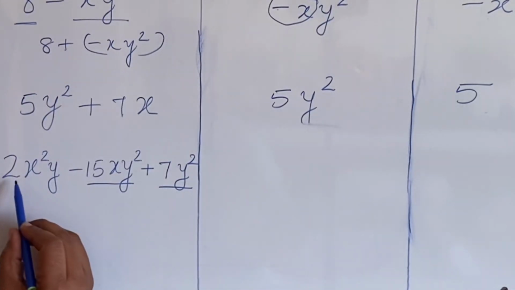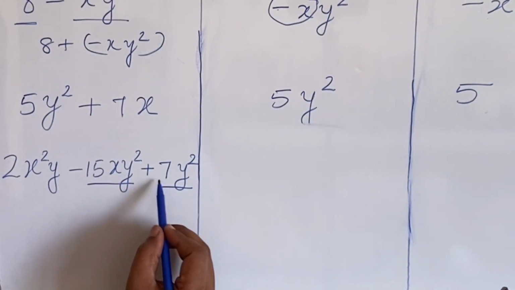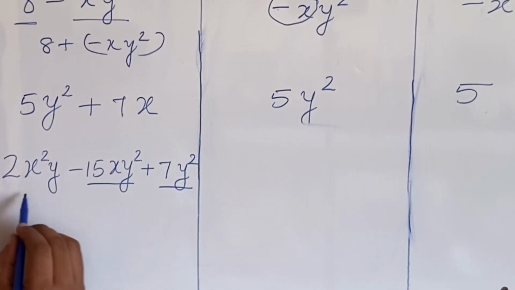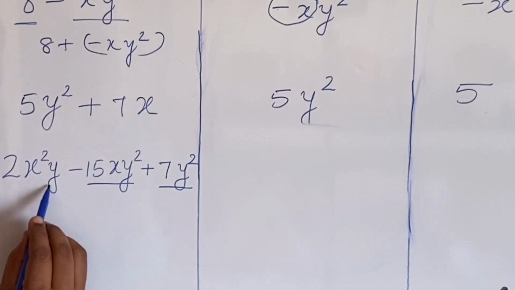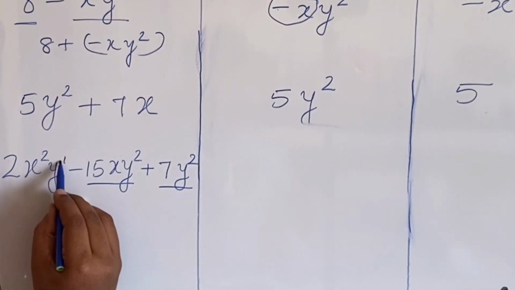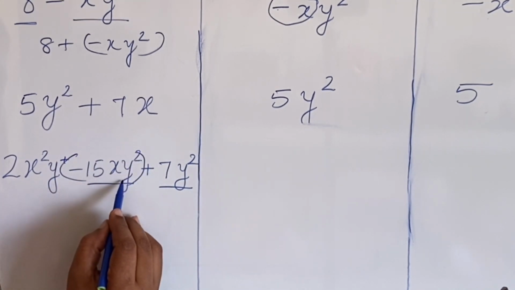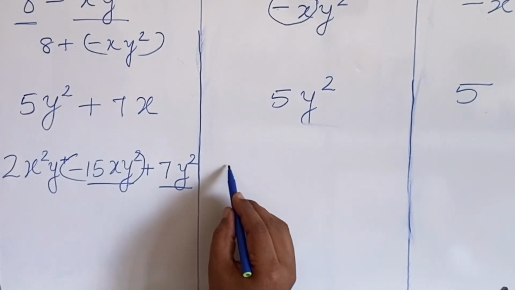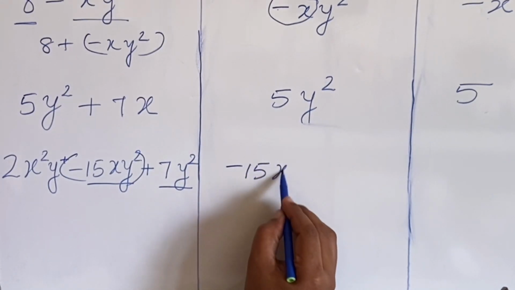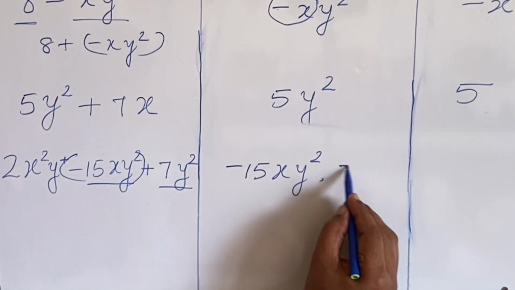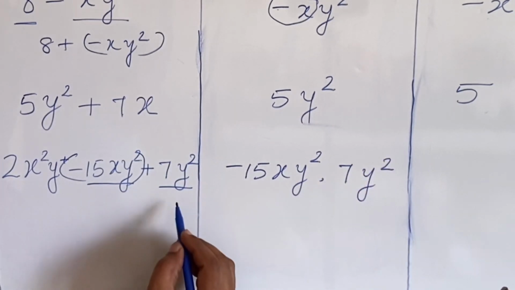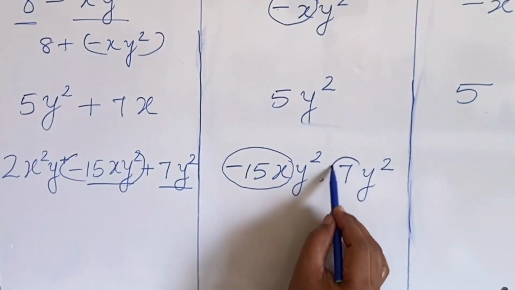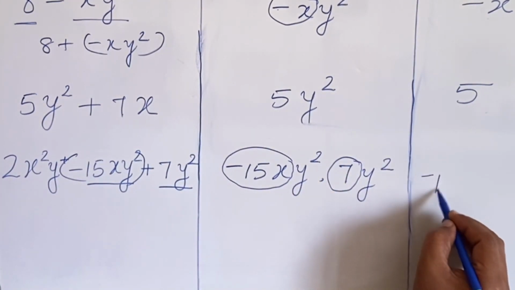Next question is 2x squared y minus 15xy squared plus 7y squared. Here the first term does not contain y squared. And here the expression can be rewritten as 2x squared y plus or minus 15xy squared plus 7y squared. And so the terms containing y squared are minus 15xy squared and 7y squared. And hence the coefficients of y squared are minus 15x and 7.